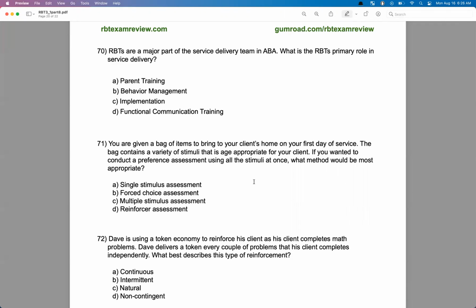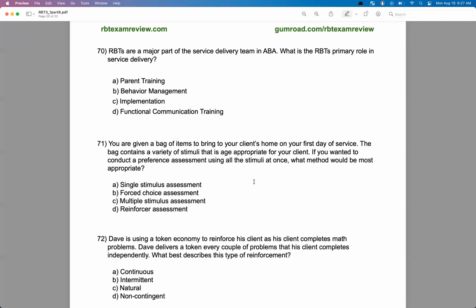Okay, so scenario, first day on the job, you need a preference assessment for your client. You have a large bag of items and you want to start assessing everything right away. Maybe the client is higher functioning, or maybe you know a little bit about the client already. Whatever the case is, you want to use all the stimuli at once. So if we're talking about preference assessments, remember, what do we have? We have our single stimulus, we have our forced choice, we have multiple stimulus, and then you have your natural environment preference assessment, where you just let them engage and interact with the environment and you just observe. So what method are we going to use here?